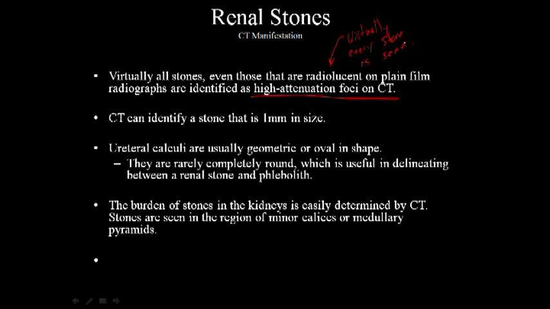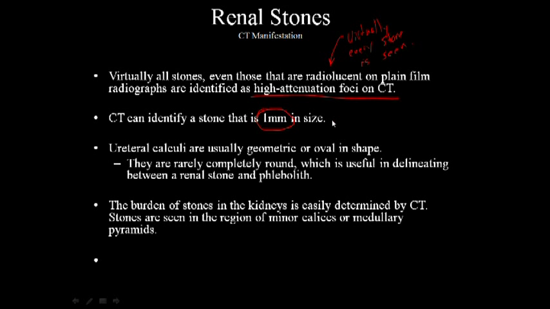CT can identify a stone that is 1 millimeter in size. So you can see just precalcifications. You see a lot of times that there's these precalcifications inside the kidney, and that's typically what you're looking for. You see precalcifications and you're thinking that maybe they can become a stone pretty soon.